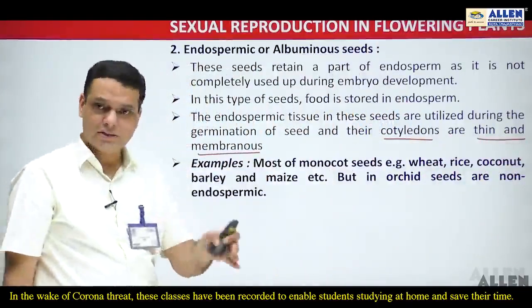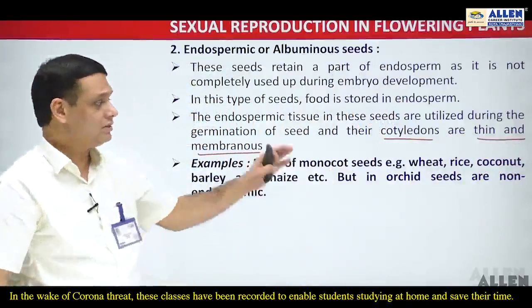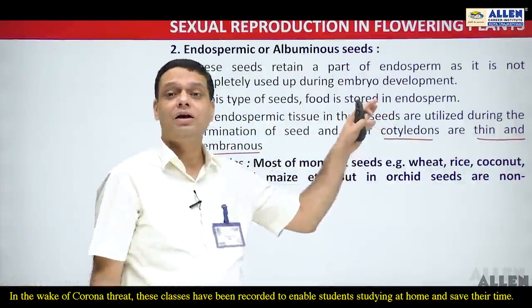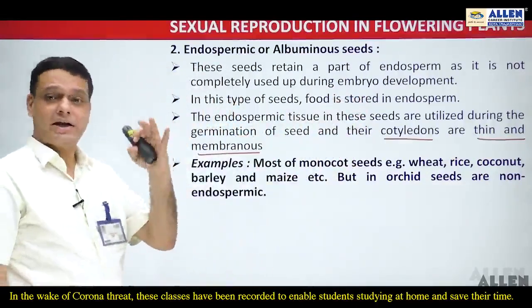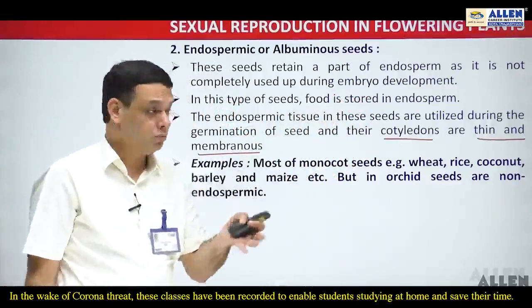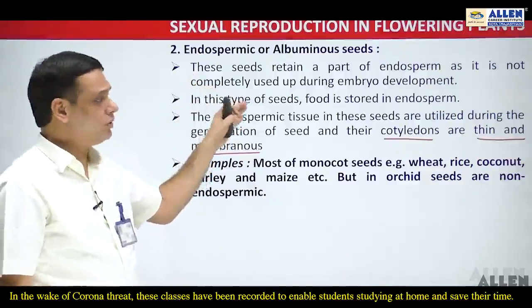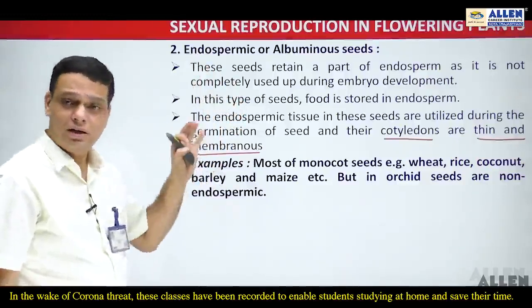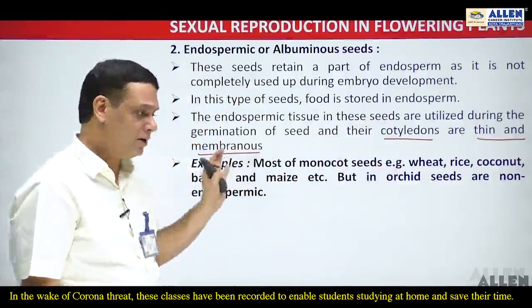Well, we have already seen that plants having non-endospermic seeds have cotyledons that are large and fleshy, because the endosperm is totally consumed and the cotyledons have to store the food. But in endospermic seeds, the food material gets stored inside the endosperm, and so the cotyledons are thin and membranous in nature.